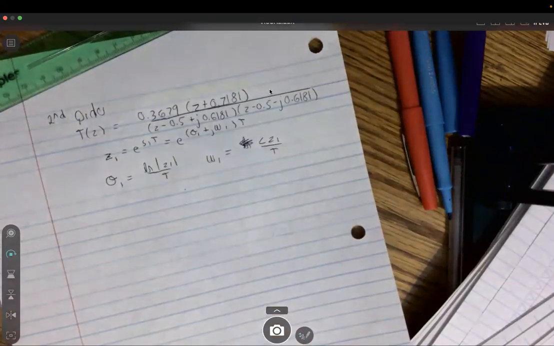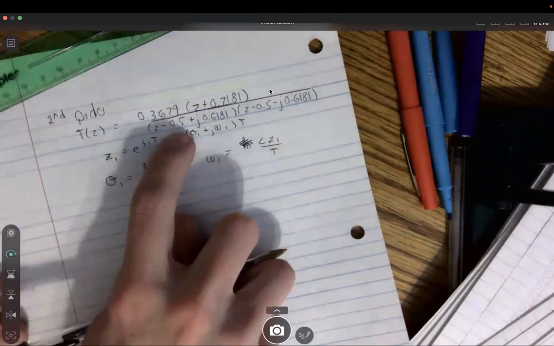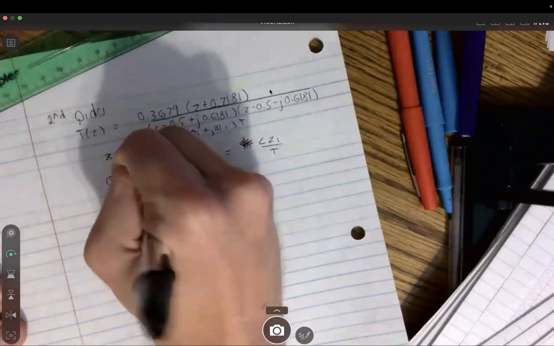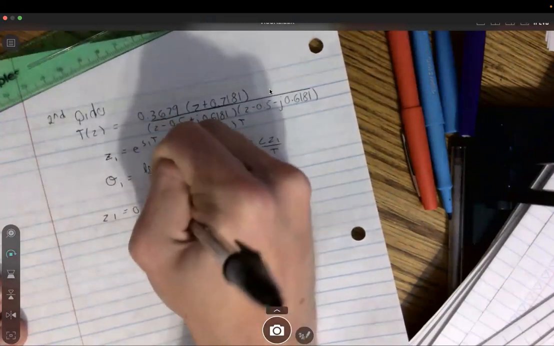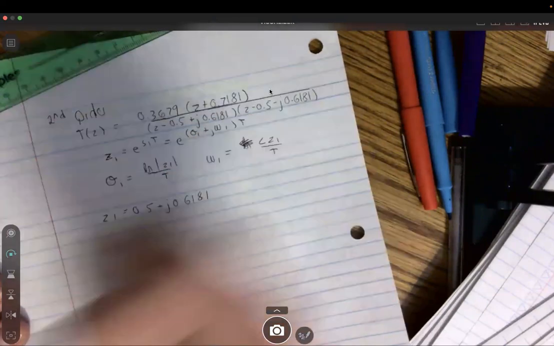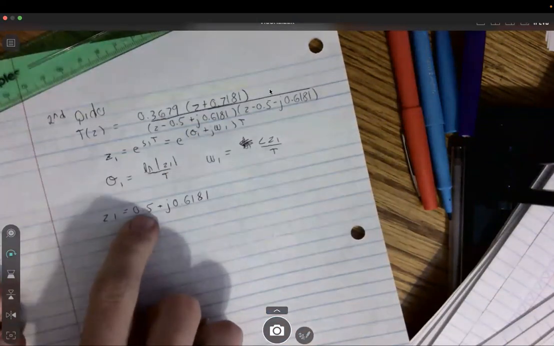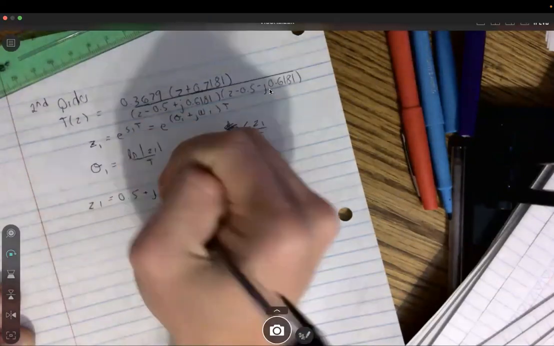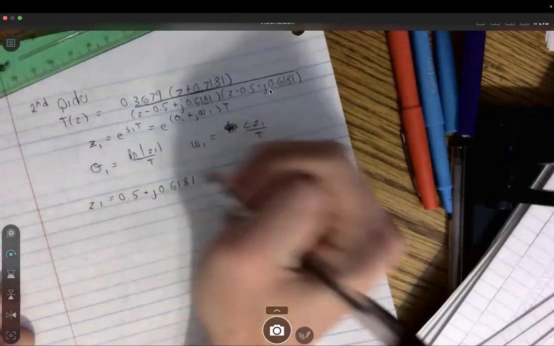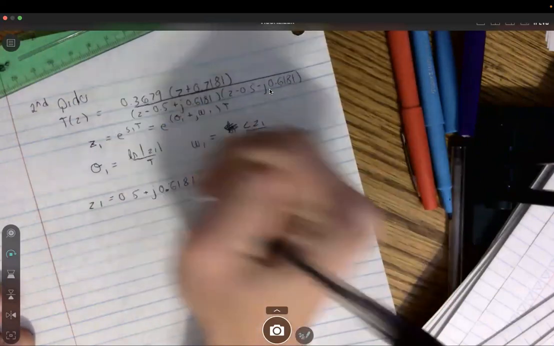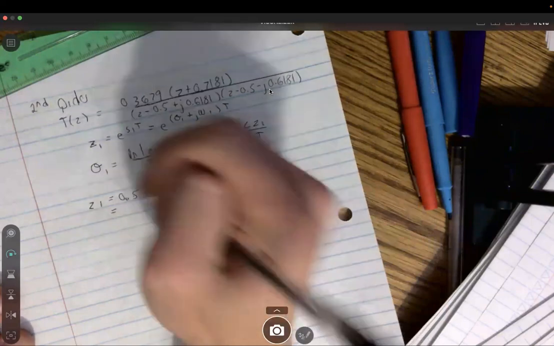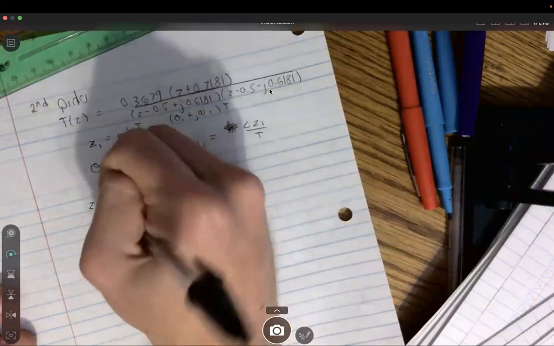And so, specifically when you solve for this, notice that your pole Z1 is equal to 0.5 plus j 0.6181. If you take the magnitude, remember, you take the square root of 0.5 squared plus 0.6181 squared. You're going to get the following in the phasor format. We're going to convert from Cartesian to phasor. We're going to get 0.795.